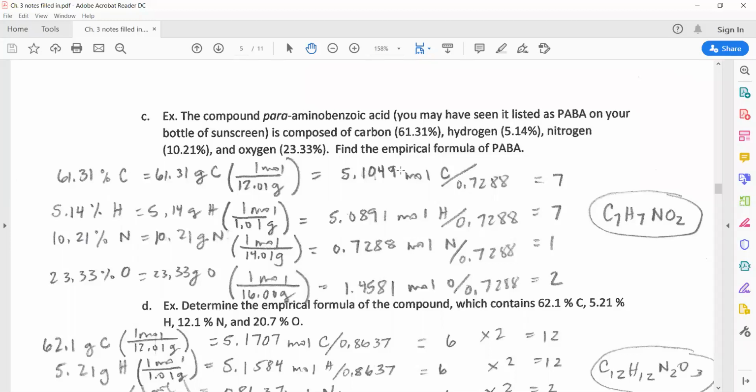This is the mole to mole ratio, but it's just not a clear-cut whole number ratio. So the next step is always to divide by the smallest moles. You find which of these values is the lowest, which is the 0.7, and you divide all of them by 0.7, and you will come out with numbers that are very close to whole numbers. So it gives me a really nice ratio, 7, 7, 1, and 2. Then I can put those in as subscripts. And there's my empirical formula.